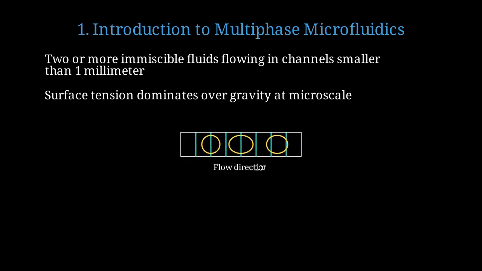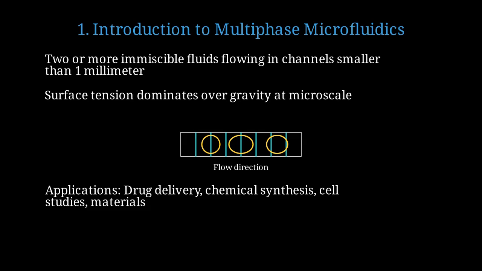Here we see droplets of one fluid dispersed in another fluid, separated by thin walls of the continuous phase, much like train cars separated by connectors. These systems have incredible applications in drug delivery, chemical synthesis, biological cell studies, and advanced materials manufacturing. To understand when and how instabilities occur, we need three crucial dimensionless numbers that govern the physics.